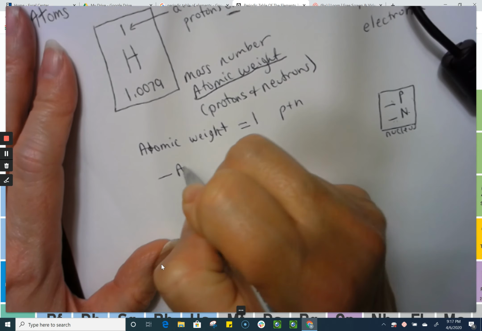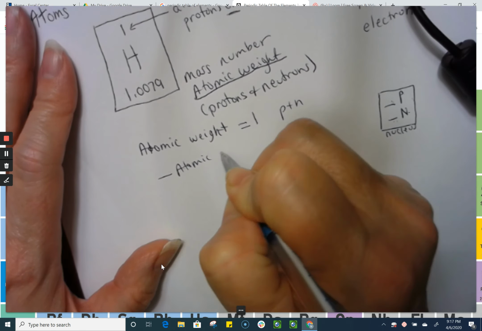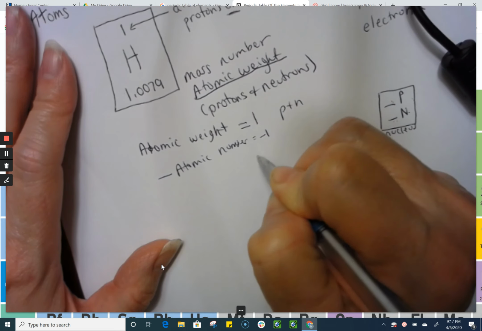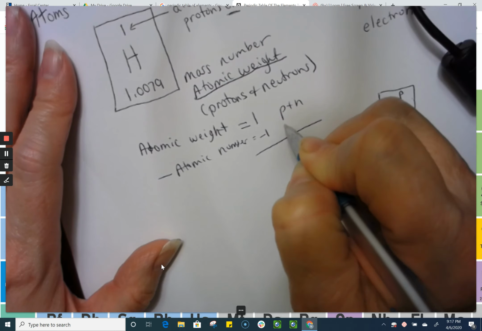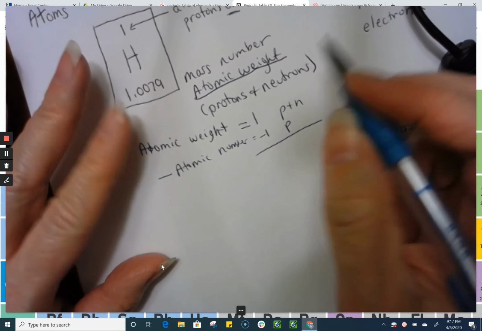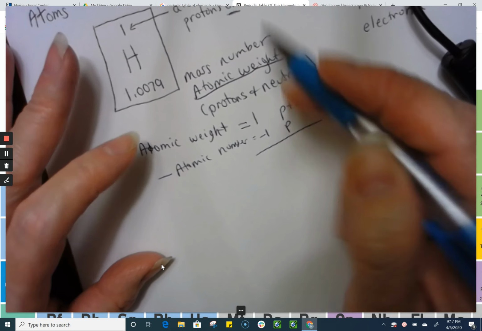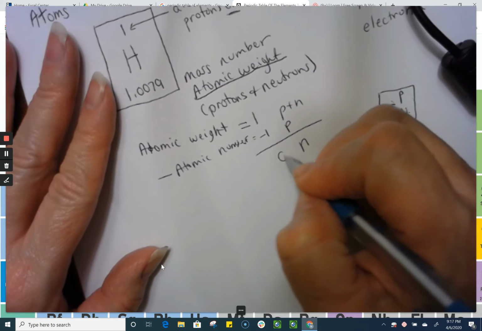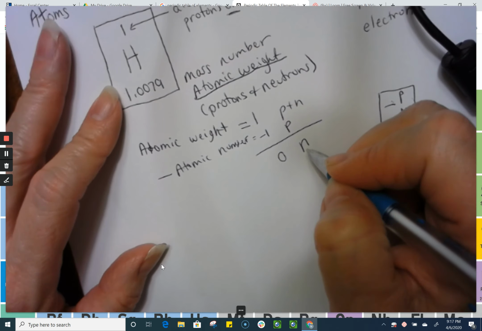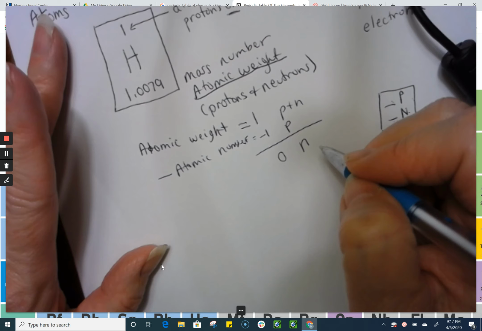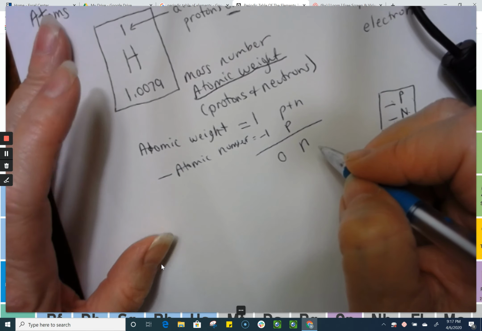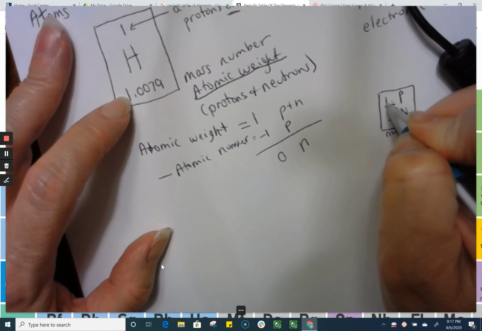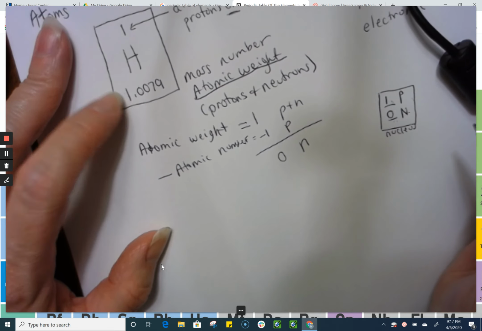And then we subtract the atomic number, which is also 1, and which is the protons. We subtract the atomic number from the atomic weight, and it will give us the number of neutrons, but 1 minus 1 is 0. So hydrogen is an atom that has 1 proton and 0 neutrons. Okay, so hydrogen has 1 proton, it has 0 neutrons.